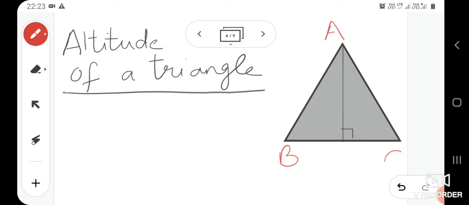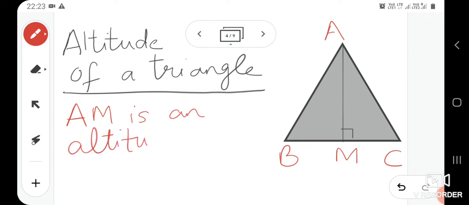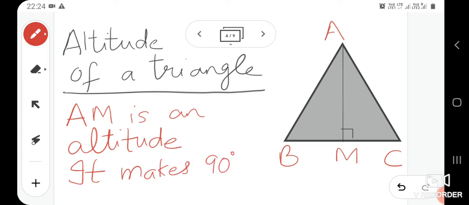Suppose the name of the triangle is ABC and the name of this line is AM. So we will say AM is an altitude of this triangle. Why? Because it is making an angle of 90 degree. It makes a 90 degree angle and it is perpendicular to the bottom line, the base line. This line is called the base, the foundation. So any line which is perpendicular to the base is called an altitude of the triangle.